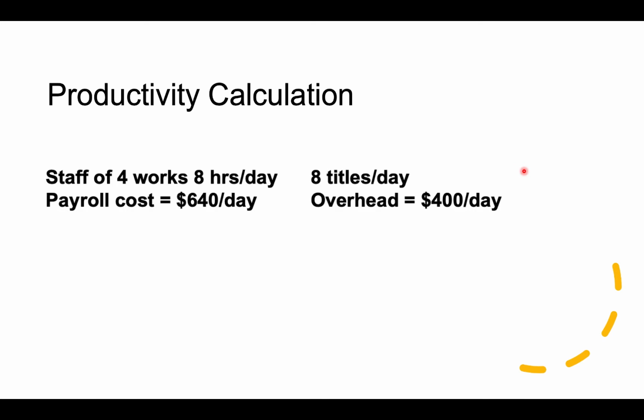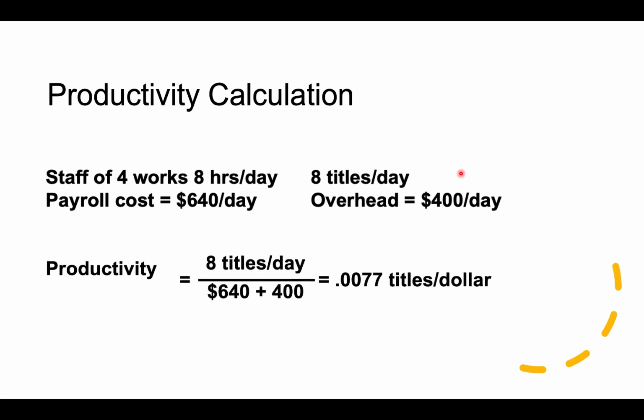Another example. Consider the situation where all labor in the factory work 8 hours a day and produce 8 titles per day, with the payroll cost of $640 per day and overhead of about $400 per day. Here, we can calculate that the labor productivity is 0.0077 title per US dollar.